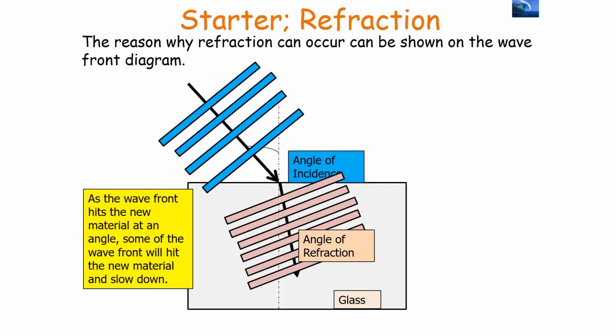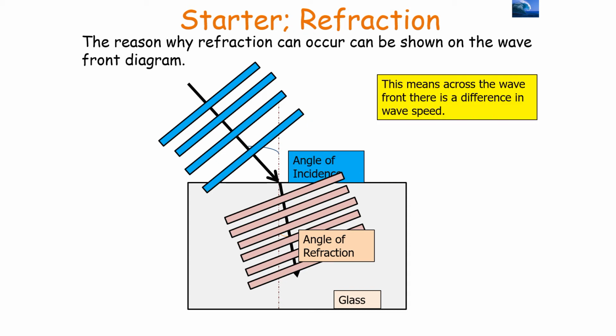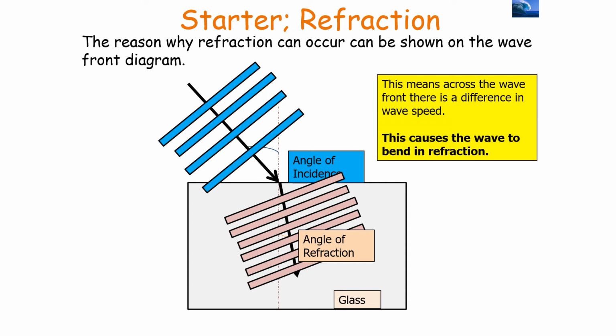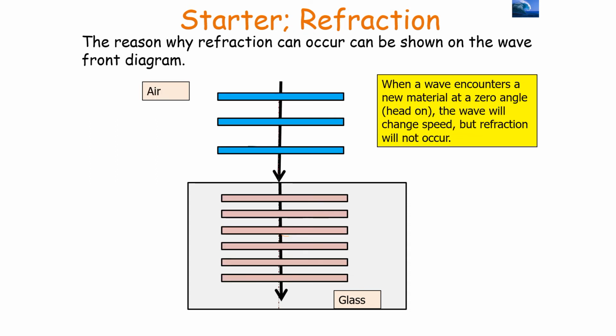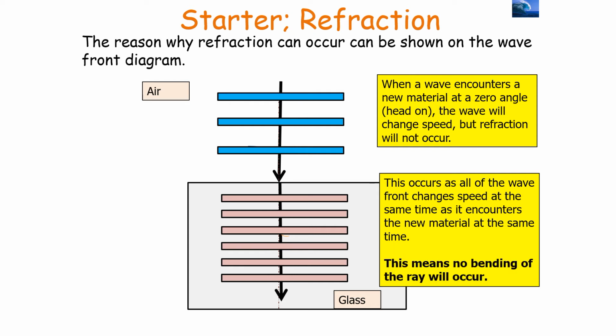So just to clarify, the reason why refraction can occur can be shown on a wavefront diagram. As the wavefront hits the new material at an angle, some of the wavefront will hit the new material first and slow down, whilst the rest of the wavefront has not yet entered the new material and slowed down. So across the wavefront there's a difference in wave speed. This causes the wave to bend in refraction. Now, when a wave encounters a new material at a zero angle, head on, the wave will change speed, but refraction will not occur. This is because all of the wavefront changes speed at the same time as it encounters the new material.